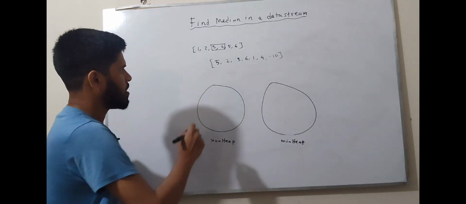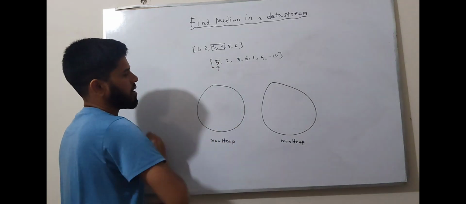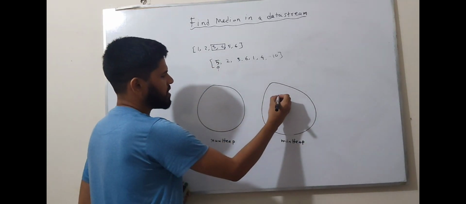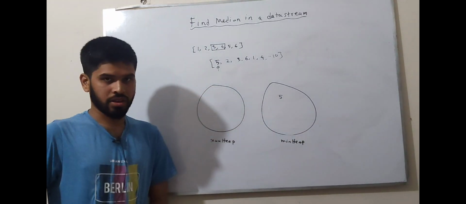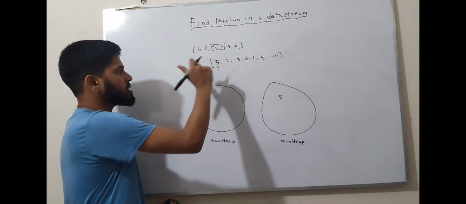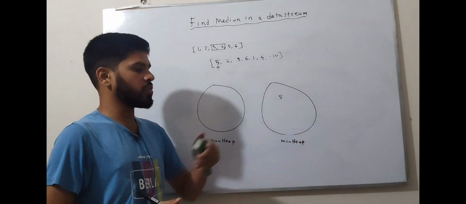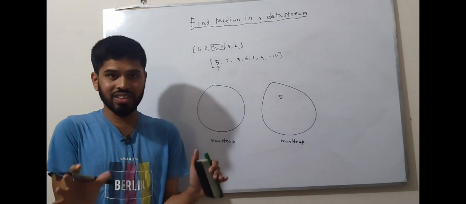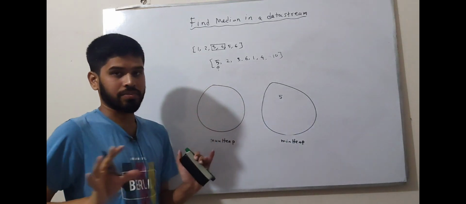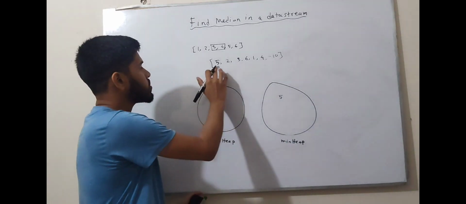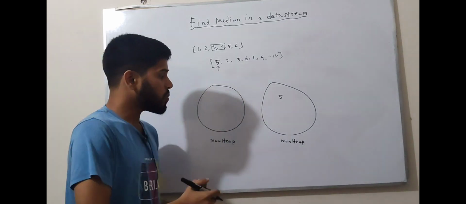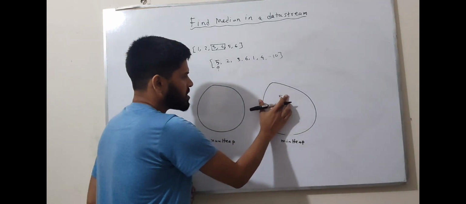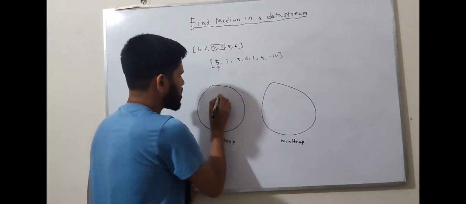Alright. First we have 5. Now we're gonna insert straightly in our min heap data structure. So in our min heap we have 5. So first we took the first element from our stream, inserted in our min heap. We don't know still the size of min heap and max heap. We just inserted this one element in our min heap. Okay? Now we're gonna pick the minimum element from here. Let's remove the minimum element and let's put it back here.